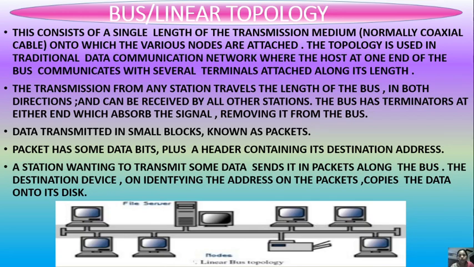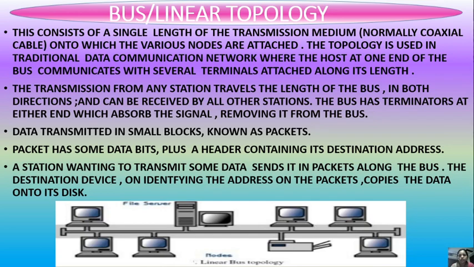Now there are some points given here related to bus or linear topology. First point is, this consists of a single length of the transmission medium, normally coaxial cable, onto which the various nodes are attached, as we have seen in the previous image. The topology is used in traditional data communication networks, where the host at one end of the bus communicates with several terminals attached along its length. One host, or we can say one PC.